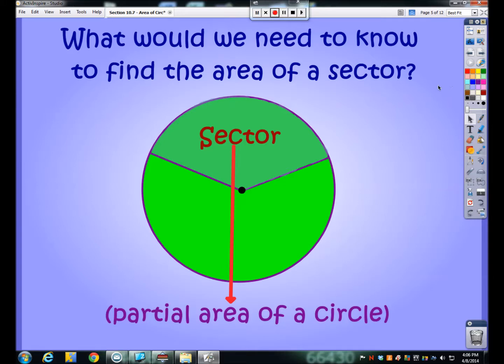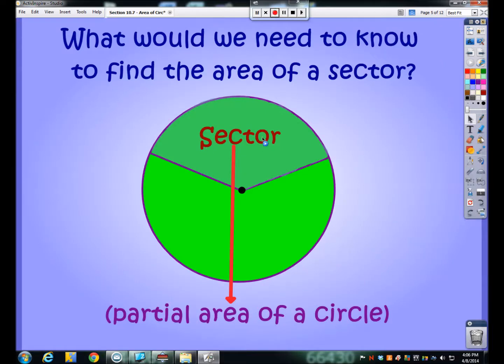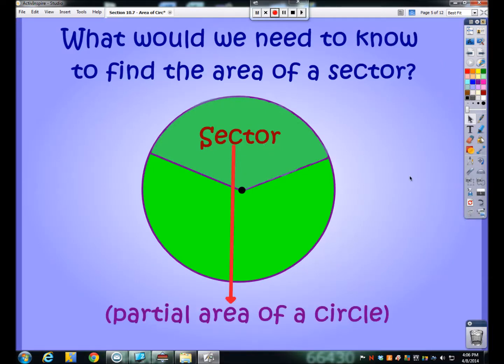Next up, what if we, again, wanted to know just part of the area of a circle? Not the full area, but part of it. We're going to need to know the same information we needed to know before for our arc length, or our partial circumference. So a sector is our new vocab term. A sector, the definition of it is the partial area of a circle.